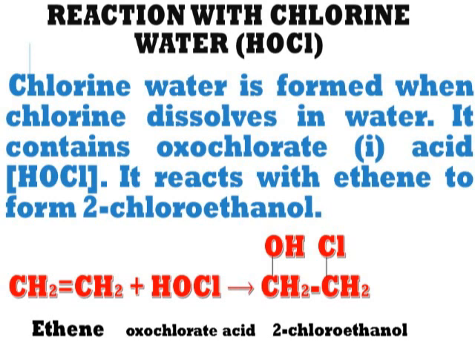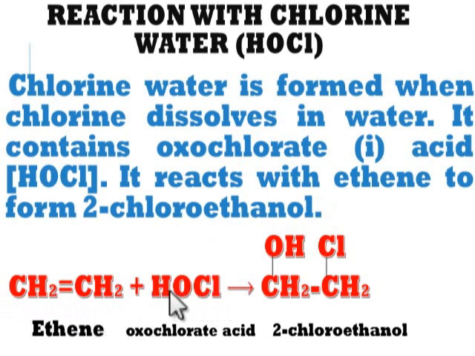The next one is reaction with chlorine water. Chlorine water is formed when chlorine dissolves in water. It contains oxochlorate 1 acid, that is HOCl. Chlorine water reacts with ethene to form 2-chloroethanol. Look at the reaction here. CH2 double bond CH2, that's ethene. Okay, good. Reacting with chlorine water.